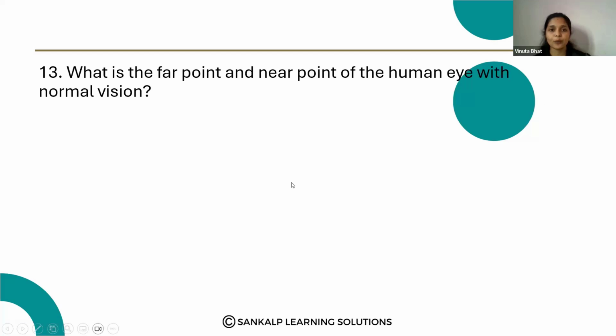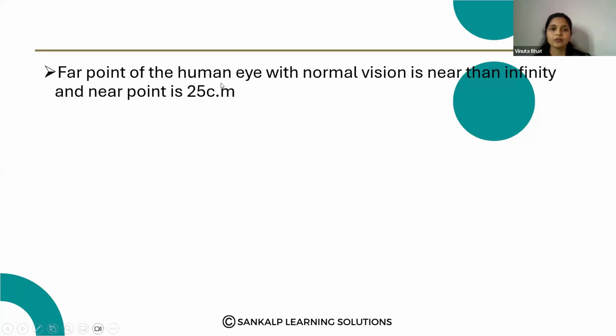Next question. What is the far point and the near point of the human eye with normal vision? What is the far point and what is the near point? So that you have to mention for the 2-mark question. Yes, here. Far point of the human eye with normal vision is at infinity and near point is 25 centimeter. That is very important. The near point is 25 centimeter and the far point is at infinity.